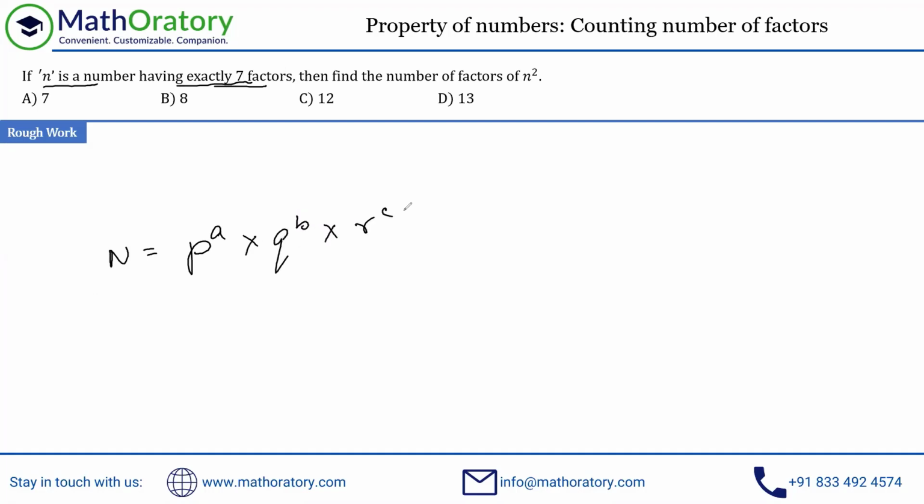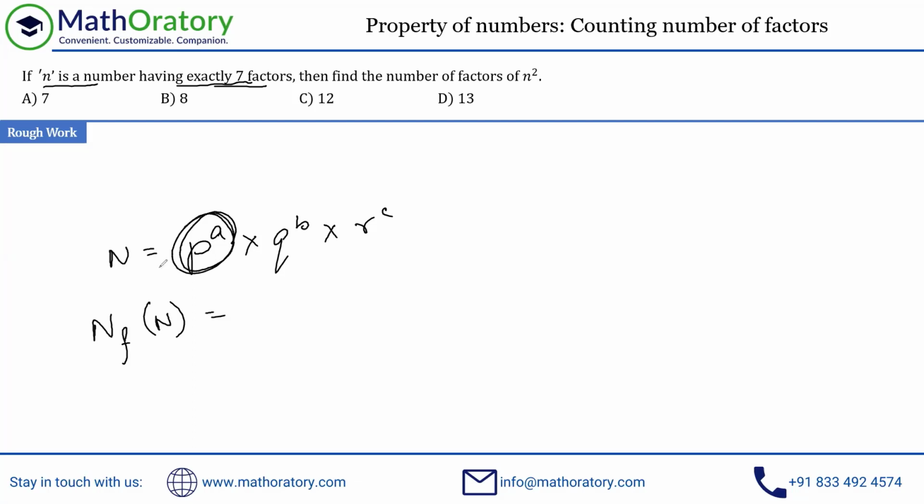So you have, let's say, a number of this form. The number of factors of this n. Let me write this in short. This is typically what I do in our classes also. Whenever I write this, just read it as number of factors. So the number of factors of n will be given by this.